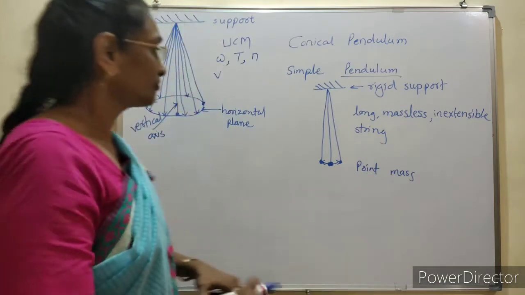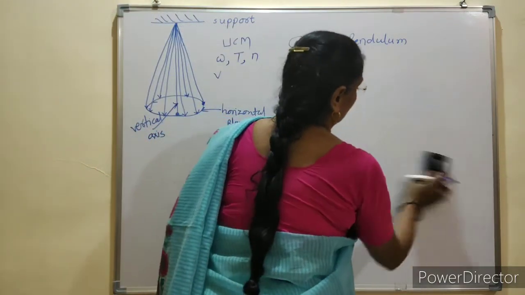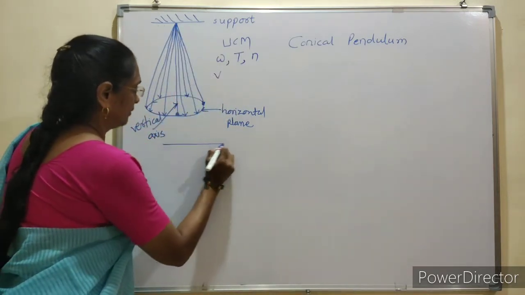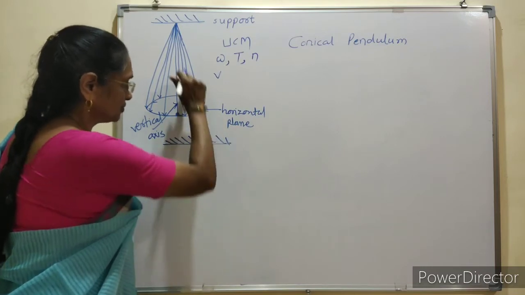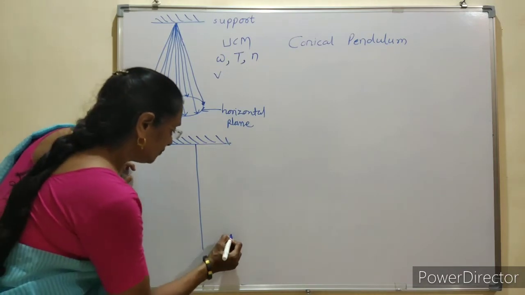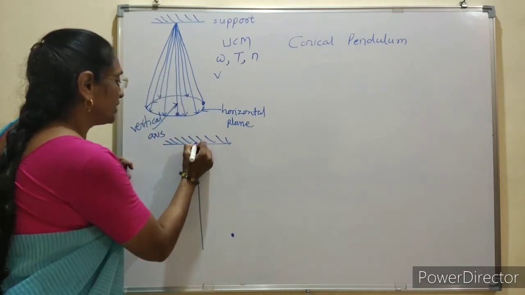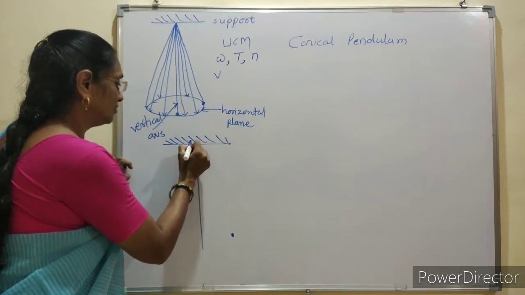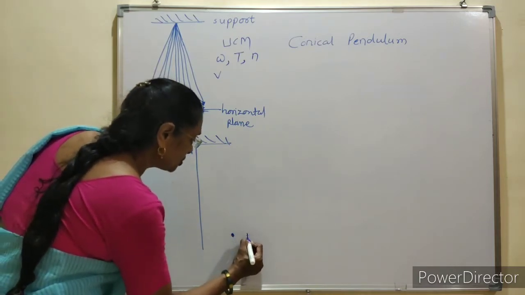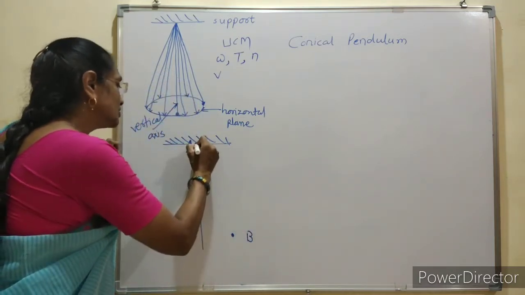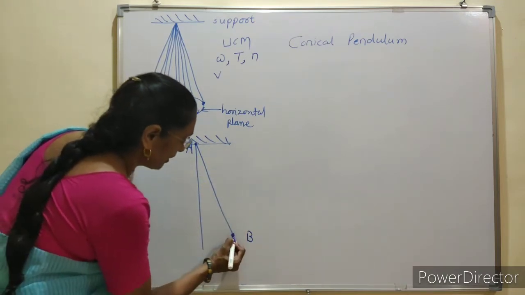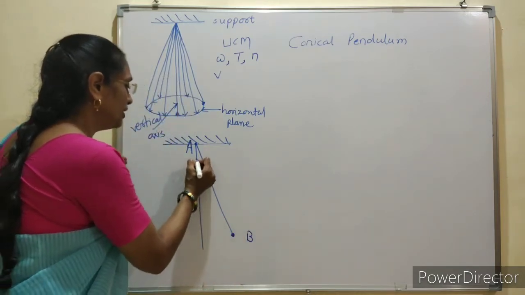So for that, the diagram can be shown here. Again there is a rigid support. The same system I show here like this. A is the point at which one end of the string is attached. One of the positions of the particle in the horizontal circle is shown by B. Here the particle is shown at a certain position B.